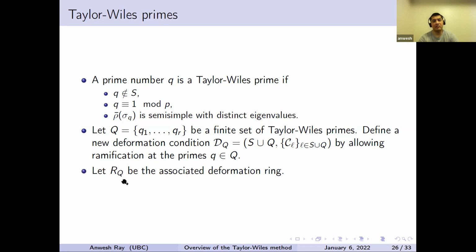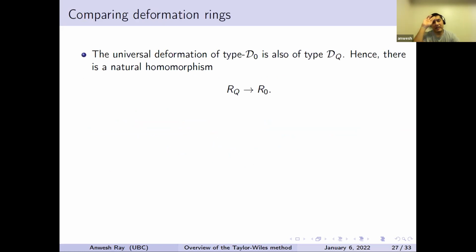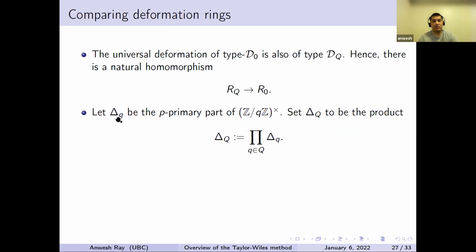So R_Q is going to be the associated deformation ring for this new deformation type, where we have more ramification at Q. And how is it related to the minimal deformation ring? There's actually a very nice relationship here. We let Delta_q be the p-primary part of (Z/qZ)^×, for a Taylor-Wiles prime q. And then let Delta_Q be the product of all these groups Delta_q. And now there's the map from R_Q to R_0, which comes from the universal property.